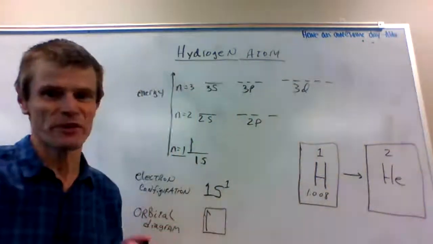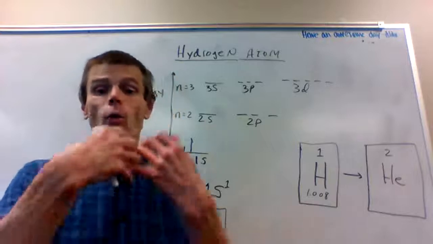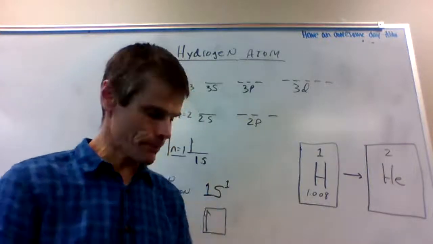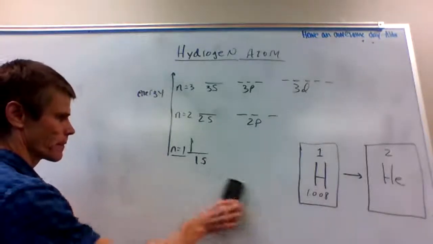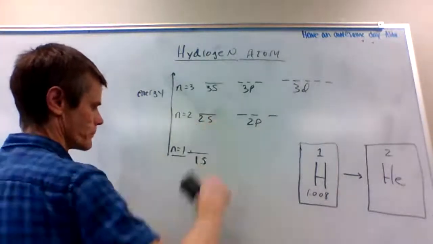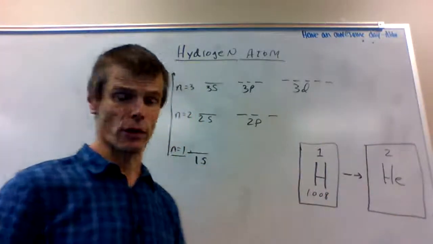And this is the essence of the Aufbau principle. We move through the periodic table, we add another electron. Let's start all over again. Here's helium. Helium has a second electron.